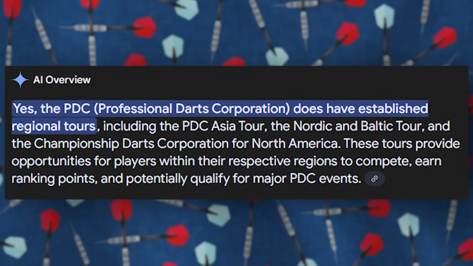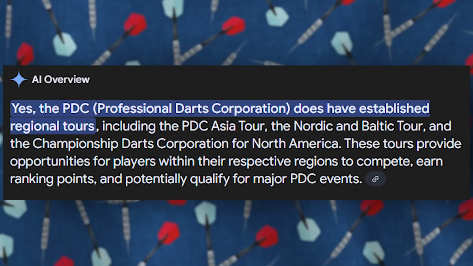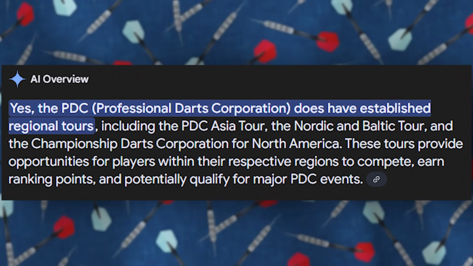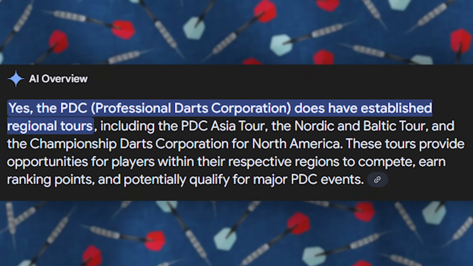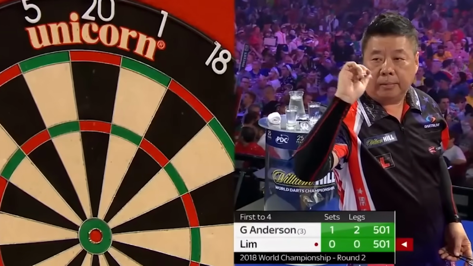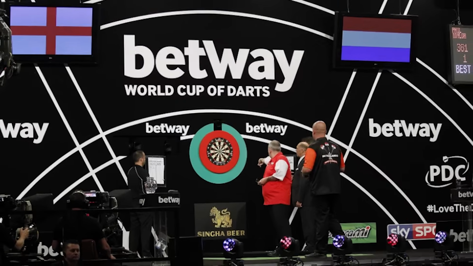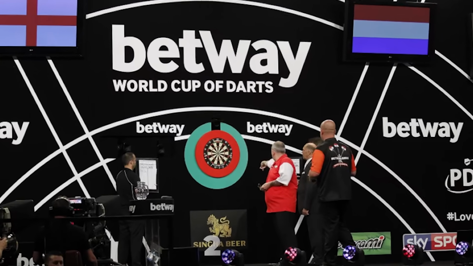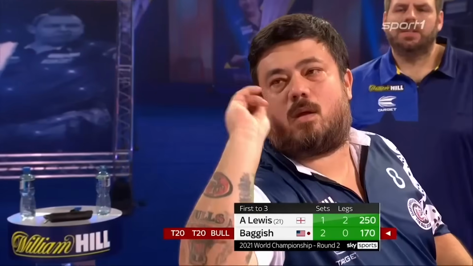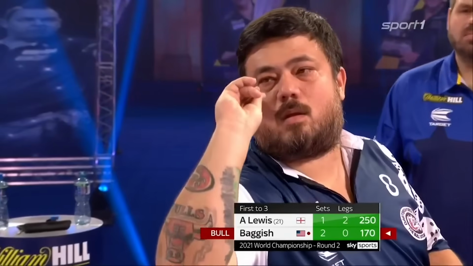The PDC established regional tours, including the PDC Asia Tour, the Nordic and Baltic Tour, and the Championship Darts Corporation for North America. These tours offered ranking points and world championship spots to players from outside the traditional European base. The PDC World Cup of Darts, first held in 2010, became another key tool for international engagement.